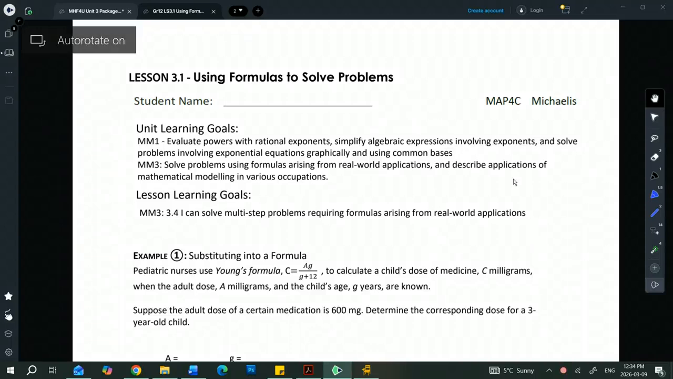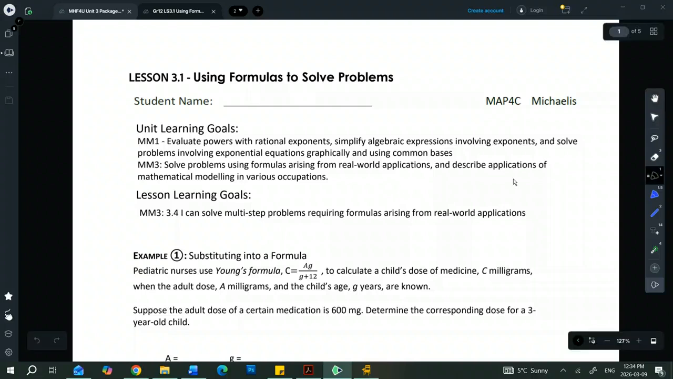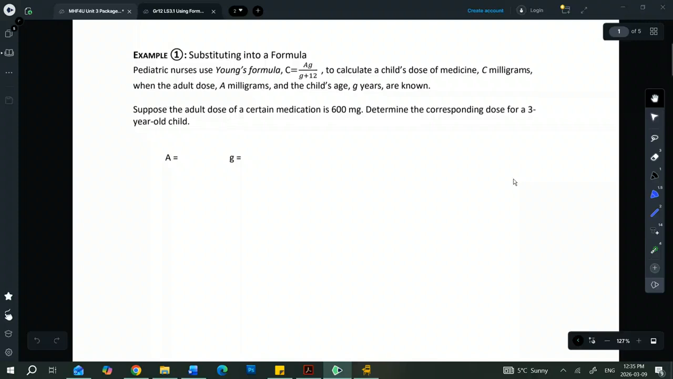Okay, so in this unit, our goals are going to be to look at real world applications, and then we're going to be solving various equations with exponents in them. So today we're just going to start with using formulas to solve problems, and then we'll expand upon that in future lessons. Just as a couple examples today, we're going to start with substituting into a formula.